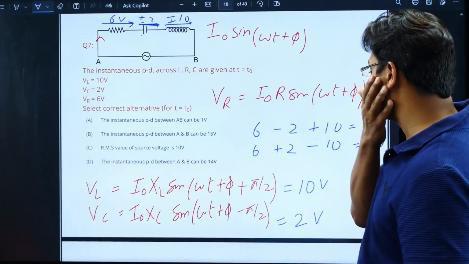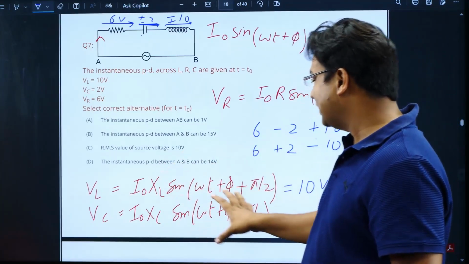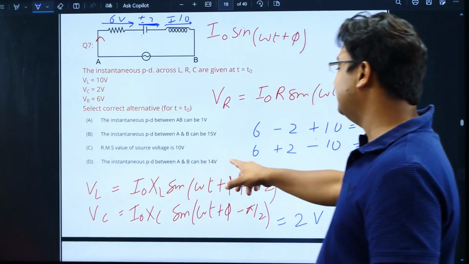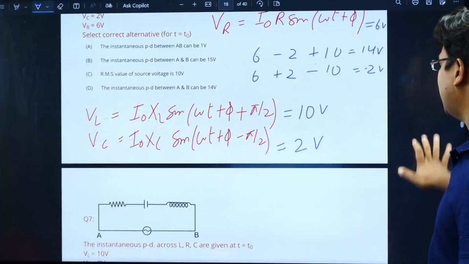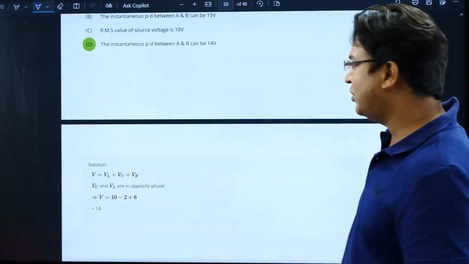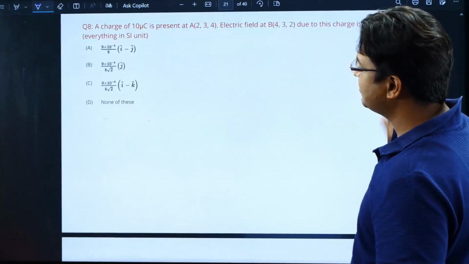RMS value of the source voltage is 10. Again guys, that is not correct. We can't calculate the RMS value using the data given to us. The instantaneous potential difference can be 14, so option D is correct, and since it is a single option correct question, I can rest assured that D has to be correct. We don't have to really spend time on option C trying to prove or disprove it.